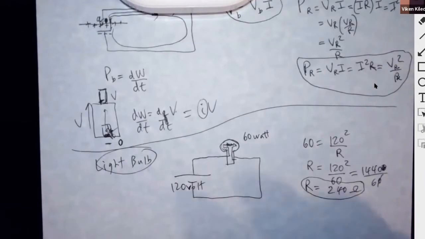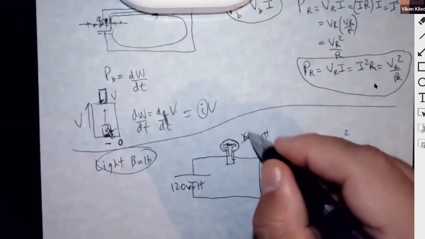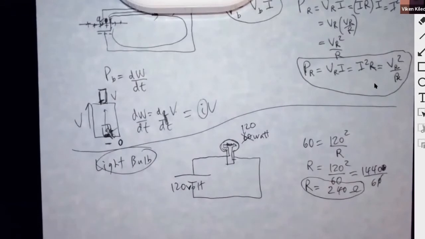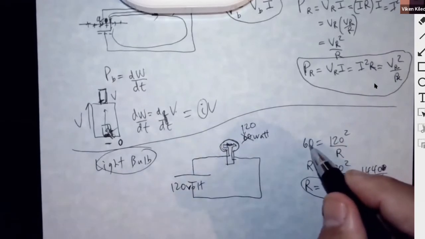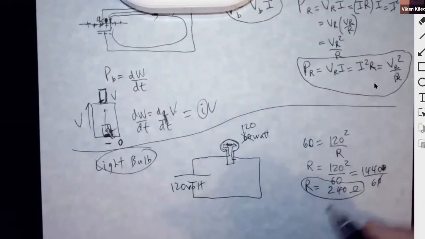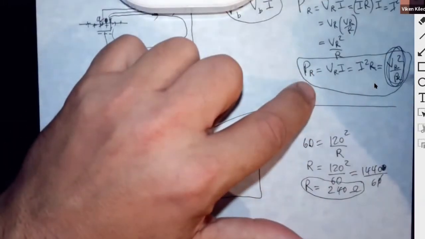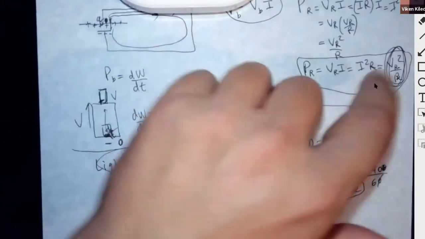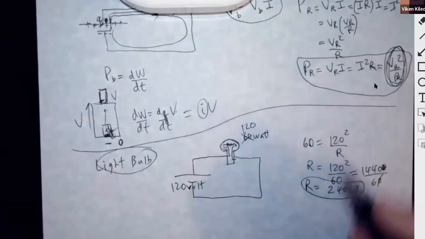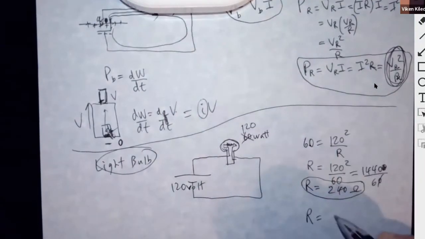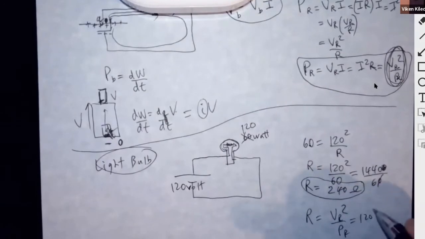Okay, how about if the light bulb was a 120 watt light bulb, twice the power rating? What would that mean? What would its resistance be? So here you double the power. You see I'm using this form of the equation: power is voltage squared over R. So if you double the power, the internal resistance is V squared over P, 120 squared over 120. Resistance is going to be 120.